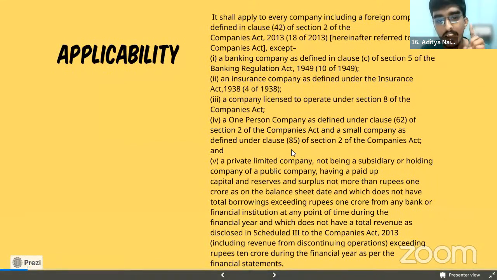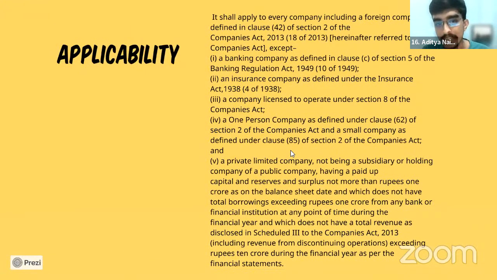So, and in the very typical Indian law fashion, CARO 2016 is applicable to all of the companies, including foreign companies, according to Section 242, except a banking company, an insurance company, a Section 8 company, one-person company, and a small company. Along with this, there's one more section, that is private limited companies.